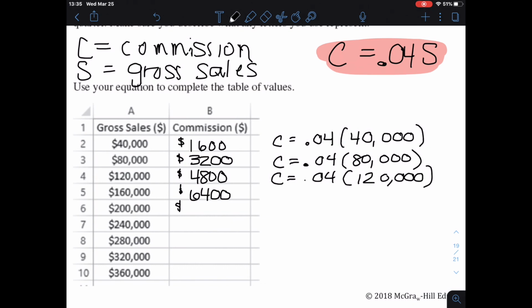200,000 times 0.04 is 8,000. 240 would be 9,600. And then if you keep doing this process, you're going to take each and every one of these and multiply it by 0.04. You'll get 11,200. You'll get 12,800. And finally, if she sells $360,000 worth of product, she'll get $14,400 in commission. Okay.